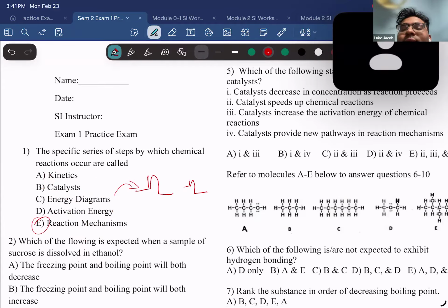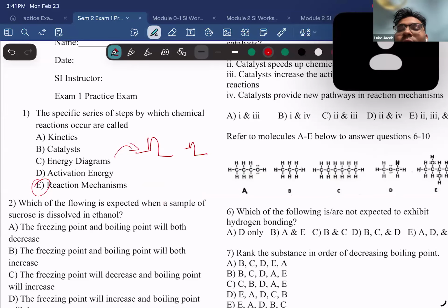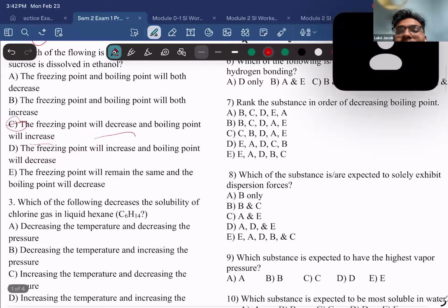That's the thing with the steps where you have A plus B yields C, and then C plus B yields D, something like that. Okay, let's move on. Which of the following is expected when a sample of sucrose is dissolved in ethanol? This is basically just a colligative property question. This is something you need to just have in your head. When colligative properties happen, there's a freezing point depression and a boiling point elevation. So decrease, increase, boom, that's it. We don't need to worry about any other questions.